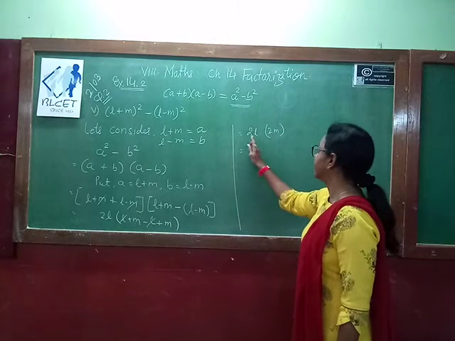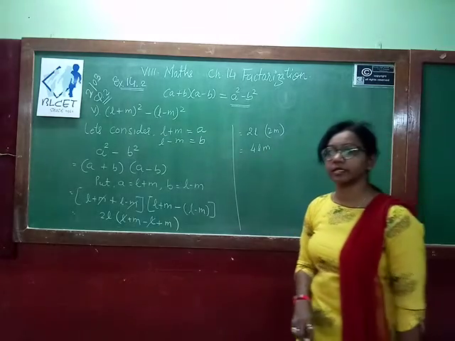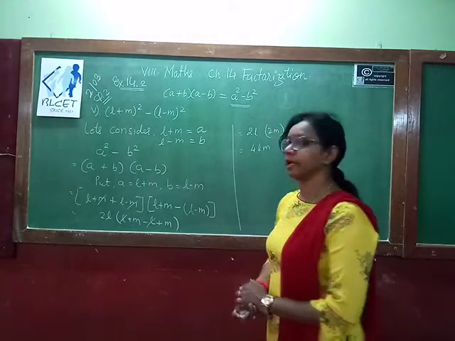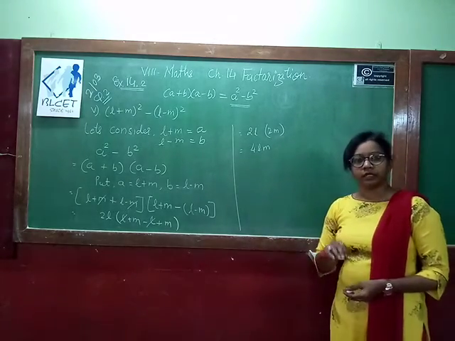So what is the answer? 2 into 2m, 4lm. So this is the factors of (l plus m) whole square minus (l minus m) whole square. So this way we can solve question number 5. Nothing we have to do.